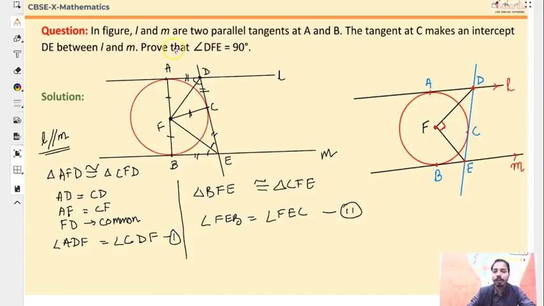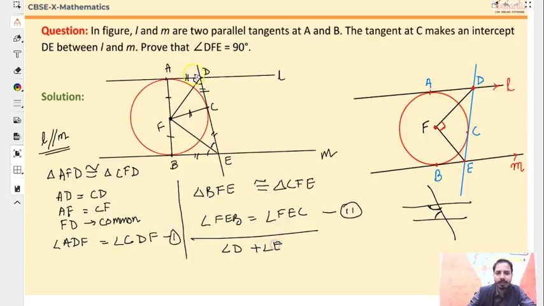Now guys, we know that L and M are parallel lines, and if we have two parallel lines and there is a transversal, then these two are the internal angles, and the internal angles on the same side of the transversal sum up to 180. So I can say that angle D plus angle E, that means this angle and this angle, is equal to 180, right?